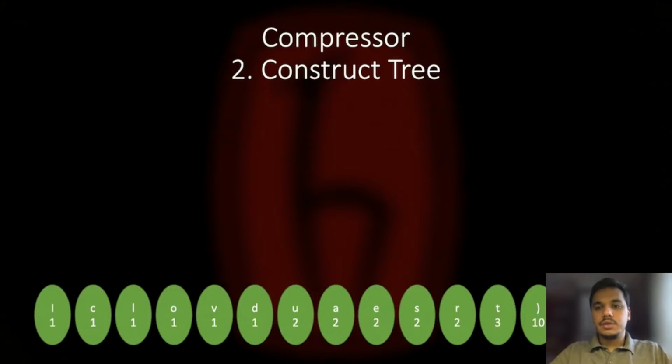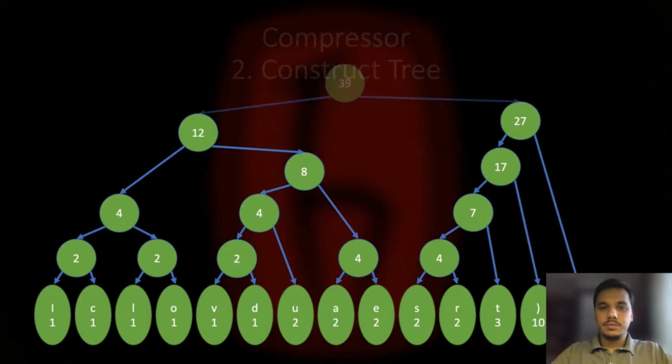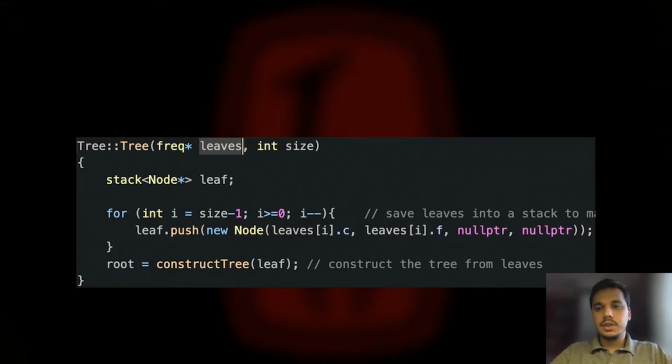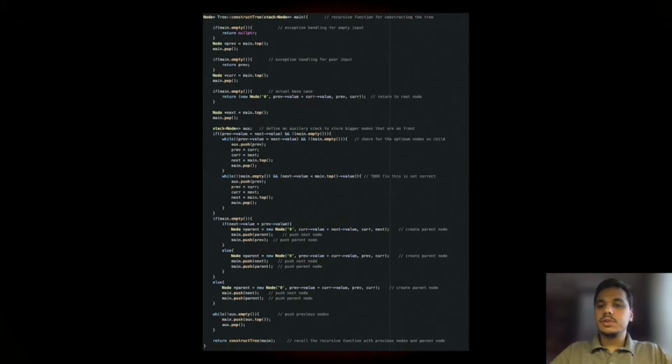Then the program starts to construct a tree. It searches for 2 neighboring nodes with the lowest sum, then connects the 2 of them with a parent node with a value of the sum, then repeats until reaching the root node. This is the root node. The constructor function of the tree class creates a stack and pushes all leaf elements into the stack, then calls a function called construct tree. Construct tree is a recursive function.